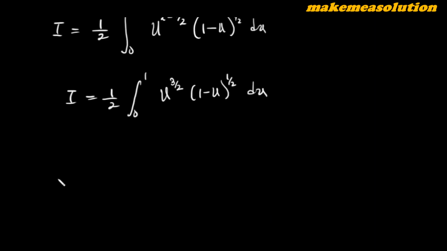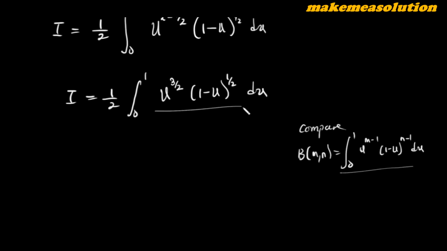So at this point, you can now compare with beta of m comma n, which is normally the integral from 0 to 1. Then you now have u to the m minus 1, then 1 minus u to the n minus 1 du. Is that okay? So from this integral, you can compare and you discover that 3 over 2 is equal to m minus 1. That means m is equal to 3 over 2 plus 1, which is 5 over 2. Similarly, 1 over 2 is equal to n minus 1.